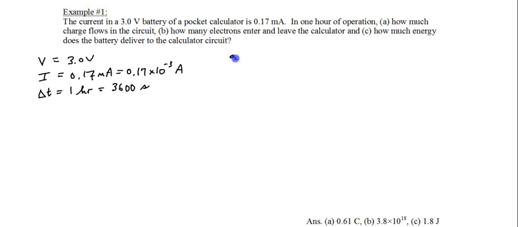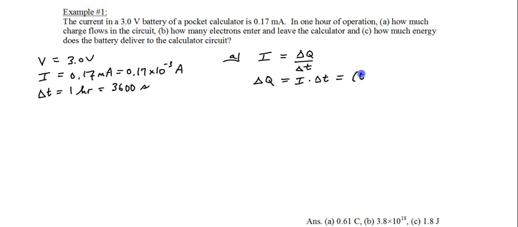Okay, so for part A, we're looking for how much charge would flow through that circuit in that time of 1 hour. So if you recall earlier, the relationship between current and charge and time is given as the following. I equals delta Q all over delta T, and we're trying to solve for delta Q, which is the amount of net charge that flows through the calculator in 1 hour.